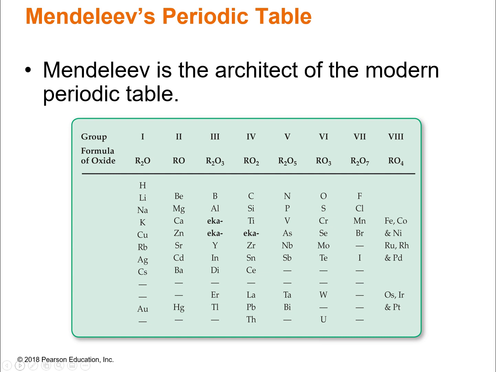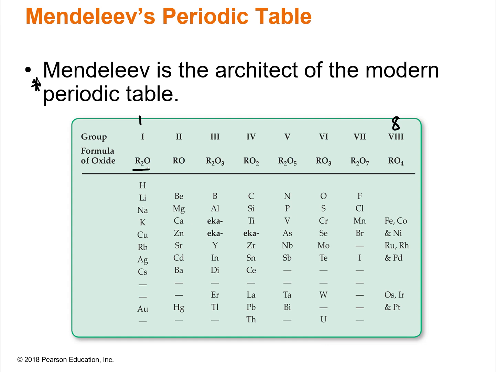So we credit Mendeleev as the architect of the modern periodic table. You're going to want to know that. You're also going to want to know how he organized the periodic table. So he had groups 1 through 8. Know your Roman numerals.